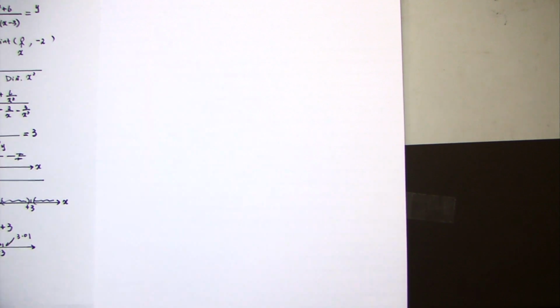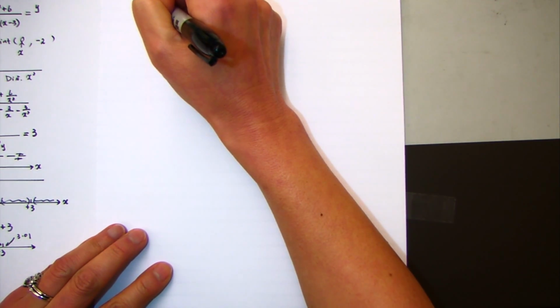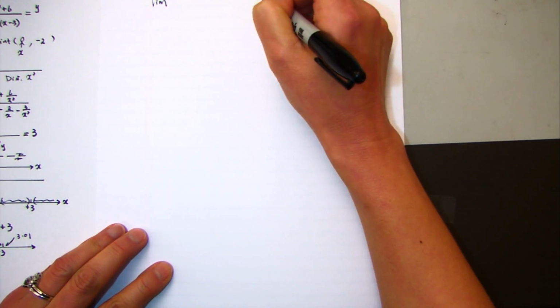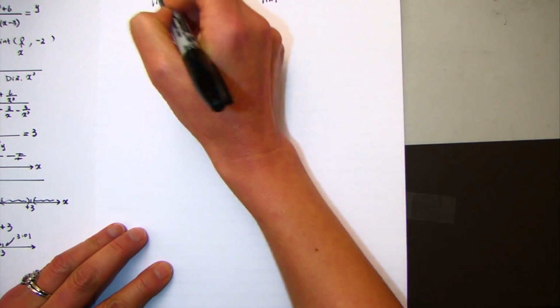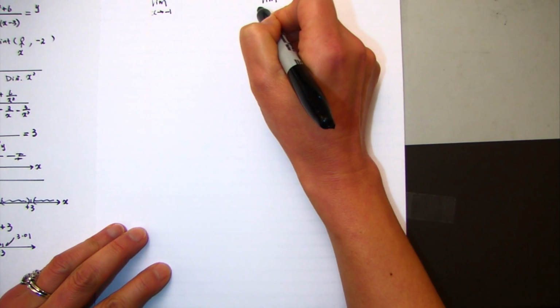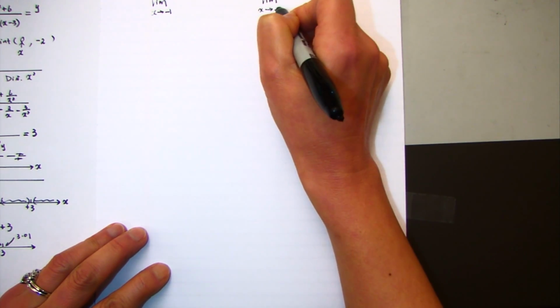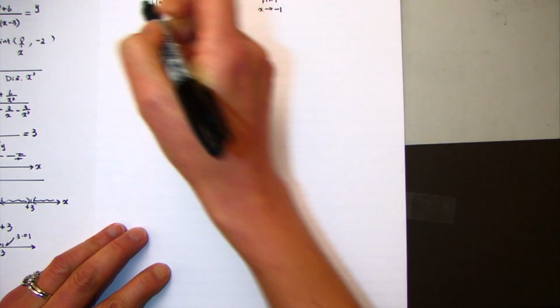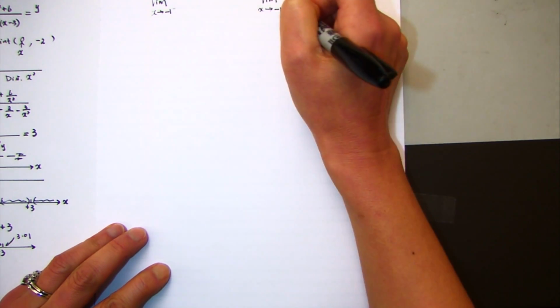So let's do the limit close to -1 first. Set up the limit as x approaches -1. Okay, now put a difference here: from the left, from the right.